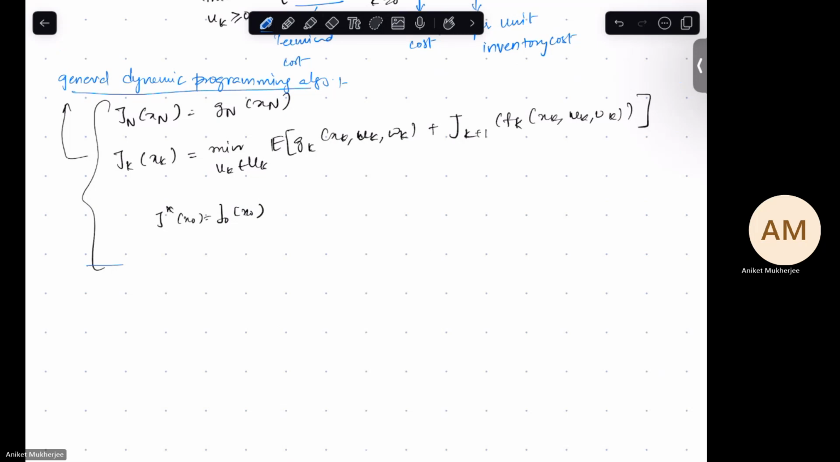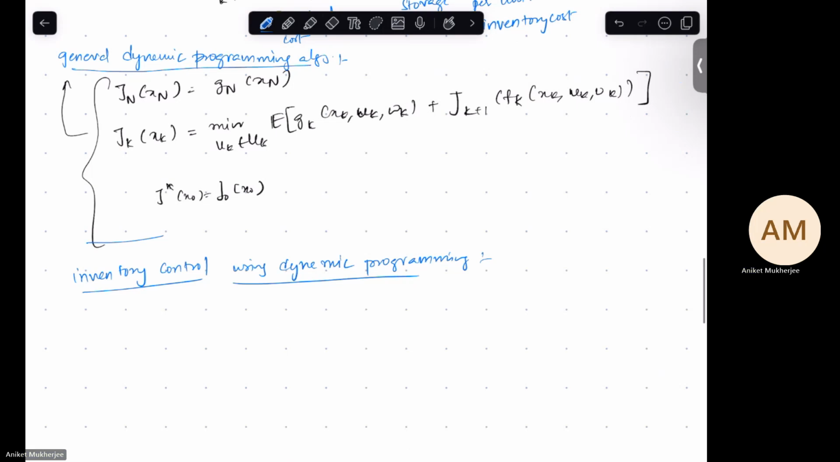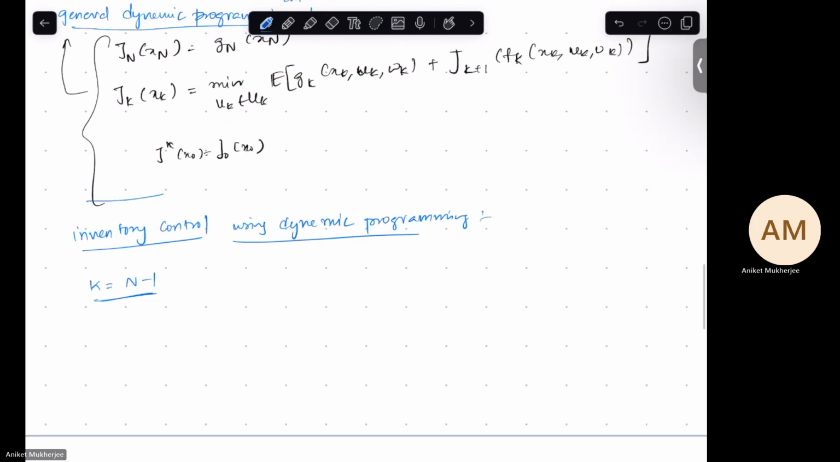Okay. Now for the inventory control using dynamic programming, we get, so now we are doing it for the k equal to n minus 1 step. So first we do it, okay, so the first step is you do it for k equal to n. So the last step, so that is Jn(xn). Jn(xn) equal to R(xn).